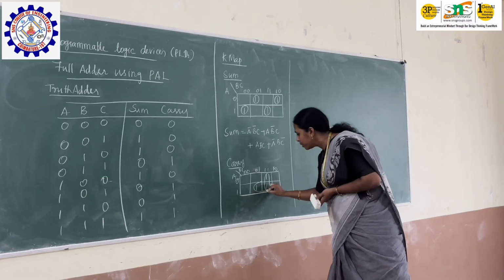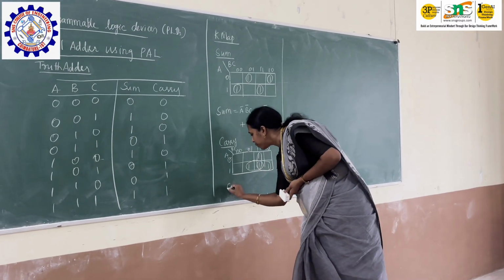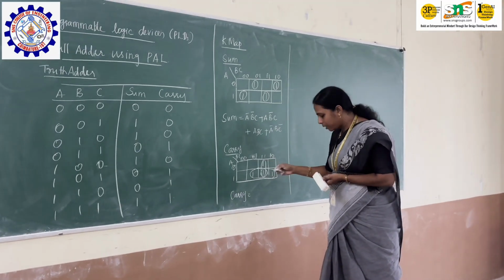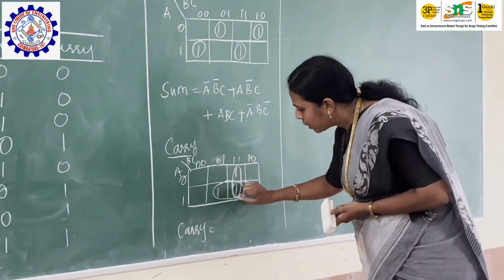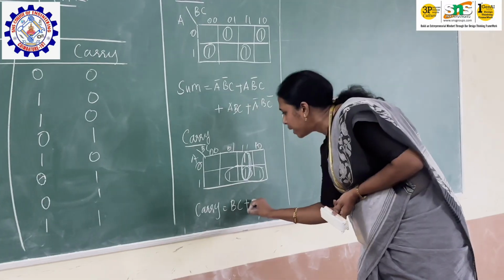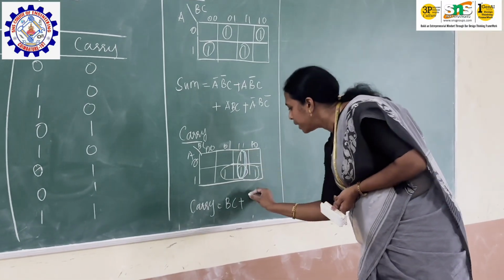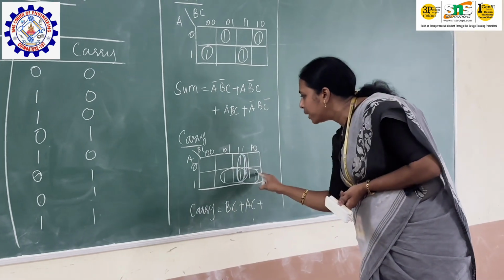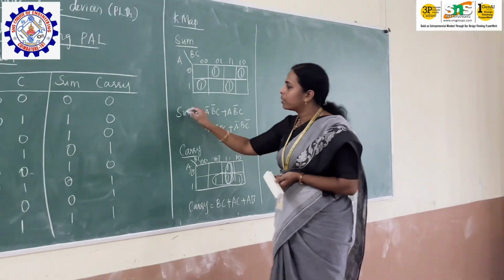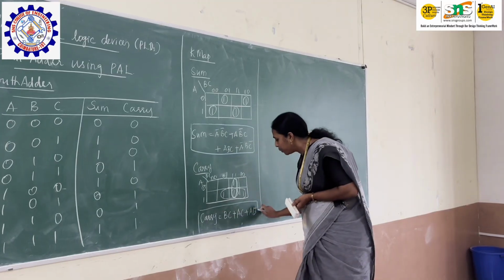We know the conditions for grouping, right? Applying all the conditions for grouping, we can find the expression for carry. For the group which I have marked in blue color, the value will be B, C. Plus for this, the common term is A here in the row and C here in this row, so A, C. Plus for this, it is A and B. So we have found the expression for the sum, and similarly, for the carry, we have found an expression.